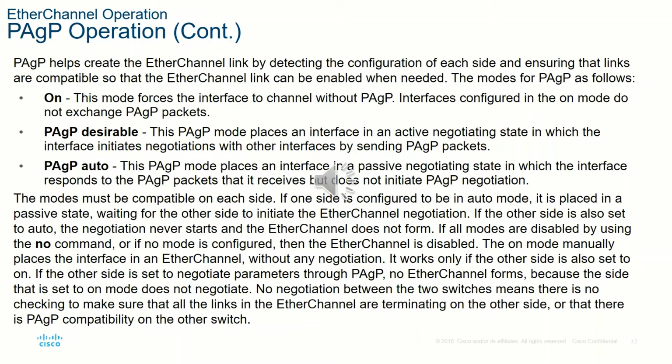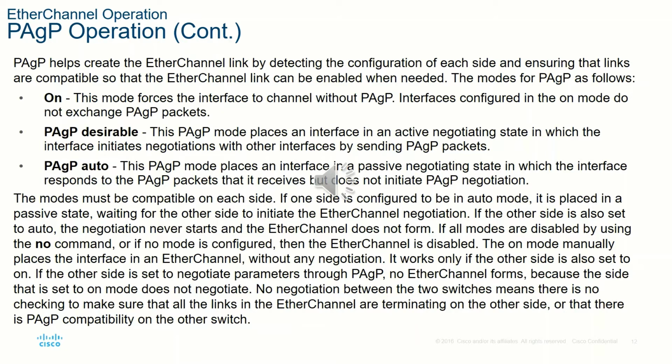If you want to create a manual EtherChannel, or an unconditional EtherChannel, you have to configure the on mode on both ends of the switches. An interface configured in the on mode does not exchange PAgP packets. Why? Because PAgP packets are used to negotiate between the switches. When you configure the EtherChannel manually, there is no need to negotiate, so no need to send PAgP packets. I hope you are clear about this on mode. Now we go to the next mode.